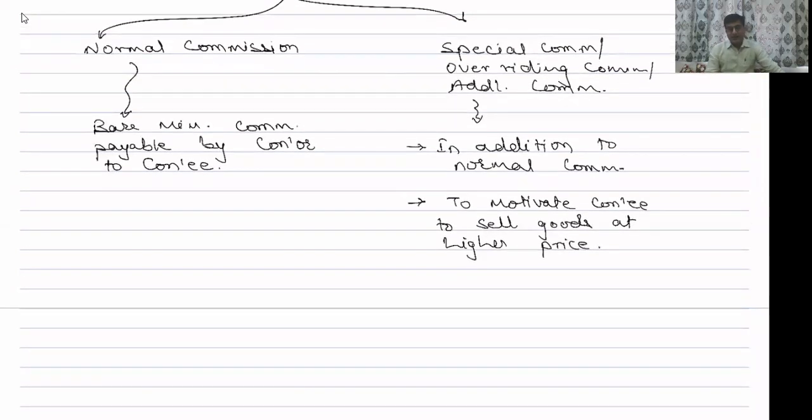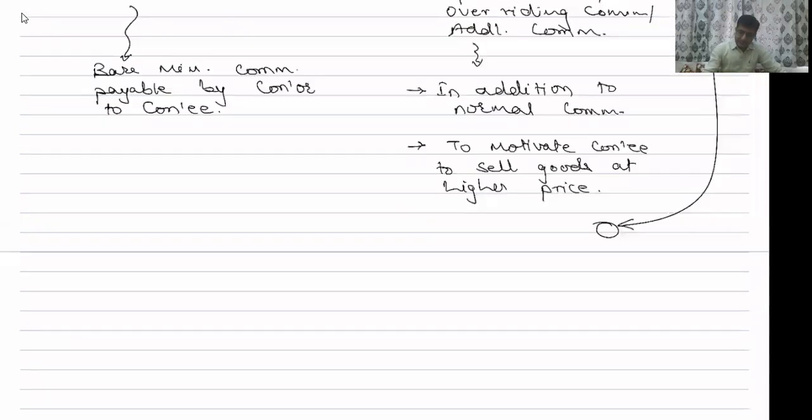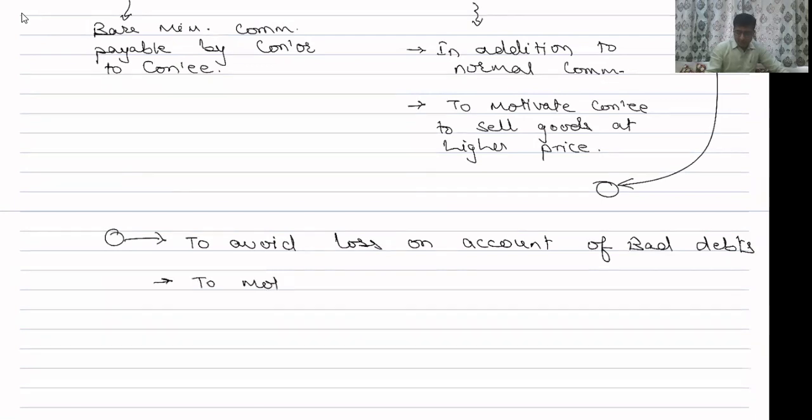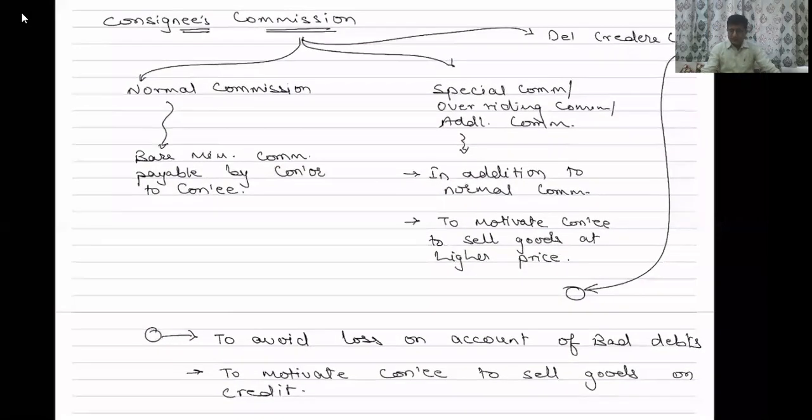Am I right? And then the third category, that is del credere commission. I'll just put a connector to this connector. The del credere commission is primarily given to avoid loss on account of bad debts and to motivate consignee to sell goods on credit. Am I right? You just write these points, and then certain points to remember is what we have to write with reference to this. Complete writing this. You're not supposed to take only the screenshots of these things that I've been writing. You're supposed to actually write it.